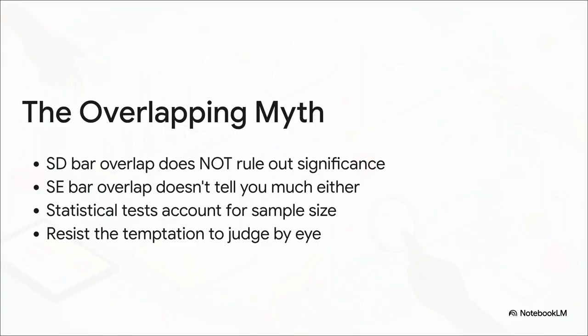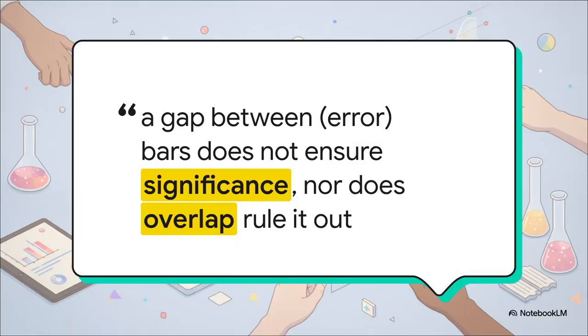Krzywinski and Altman summed it up perfectly here. Whether a gap or an overlap means anything completely depends on what type of bar the author decided to use in the first place. You literally cannot determine if a difference is real just by glancing at the whiskers. You need the actual math, the real p-values, to know for sure.